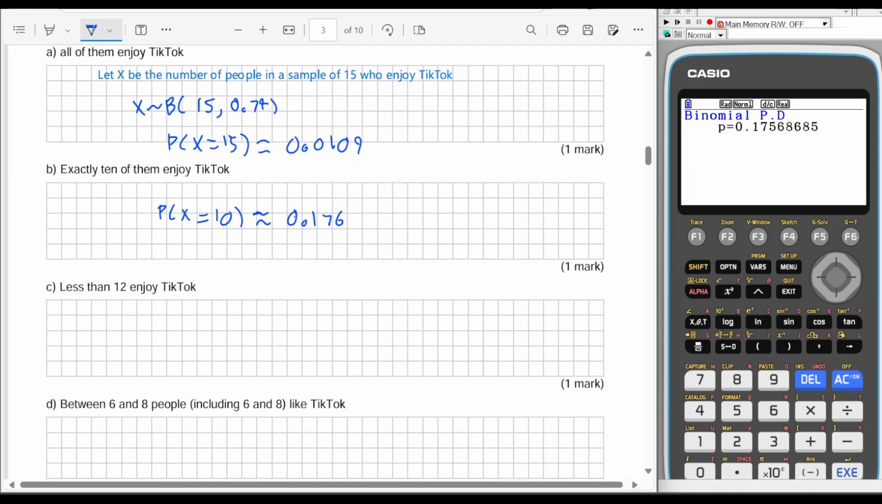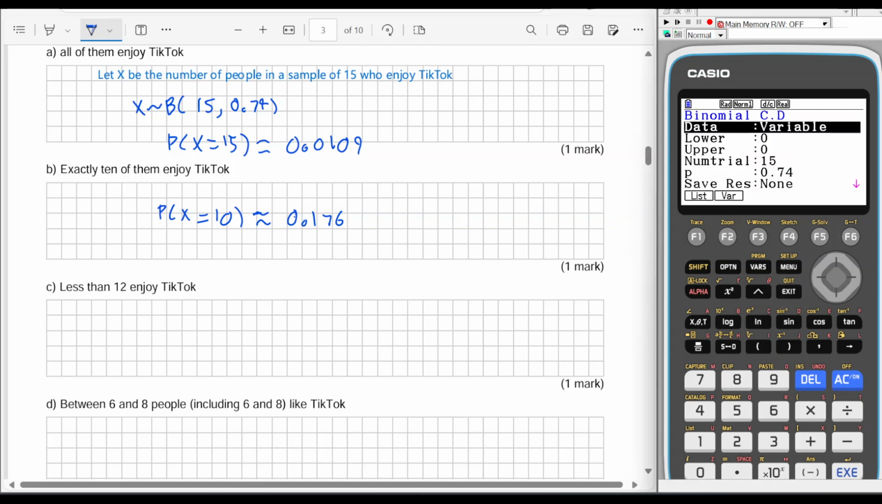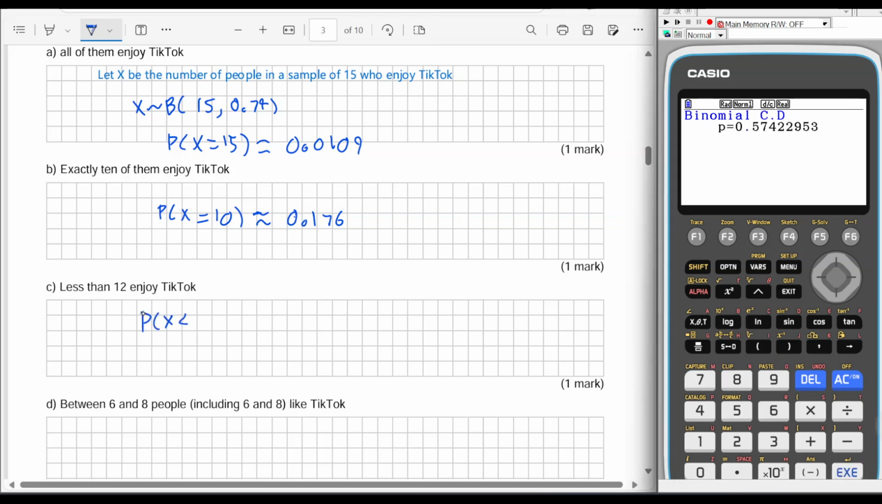And less than 12. So what we want to do is exit out. We want to go binomial CDF. Lower can be 0, upper can be 11 because it's strictly less than 12. You don't include 12. So probability that x is less than 12, I'll make a note. This is equal to the probability that x is less than or equal to 11, which roughly equals 0.574.